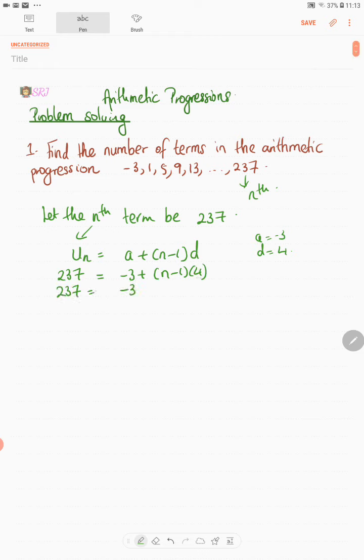Now we solve to obtain a value for n. 240 is equal to 4n minus 4. We can divide by 4. We obtain n minus 1 is equal to 60. So n is equal to 61. So we know that 237 is the 61st term. Therefore, the number of terms is equal to 61.